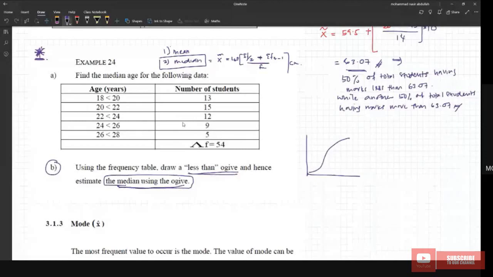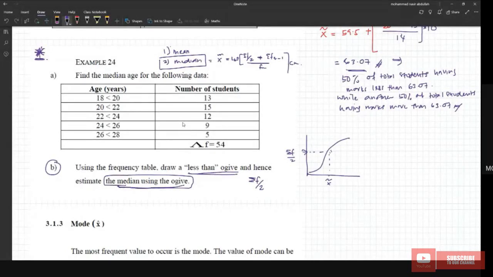So you need to find the position of median, summation of f divided by 2. So the position of median should be somewhere here. Summation of f divided by 2, here. So this is going to be your median. Right. So do you understand my instruction? Right.